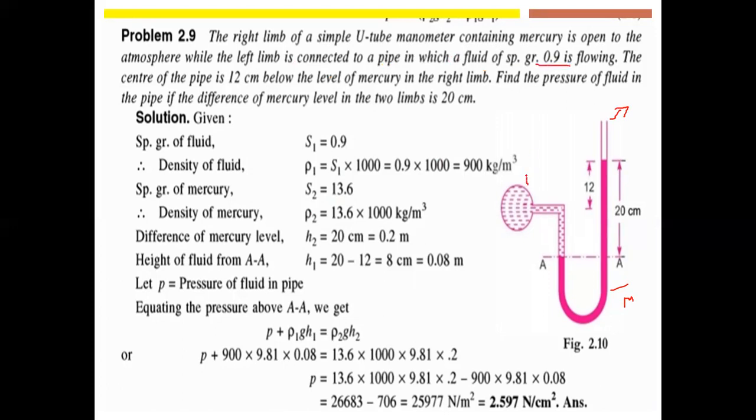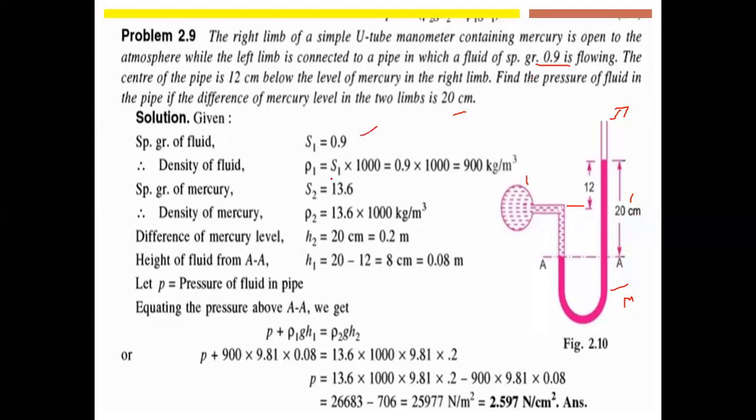The center of the pipe is 12 centimeters below the level of the mercury in the right limb. So below the right limb, the mercury level is 12 centimeters. Find the pressure of the fluid in the pipe, if the difference of mercury level in the two limbs is 20 centimeters. So between these two is 20 centimeters. Now the specific gravity of the fluid is 0.9 as shown.